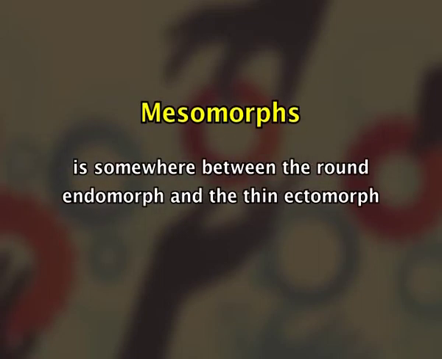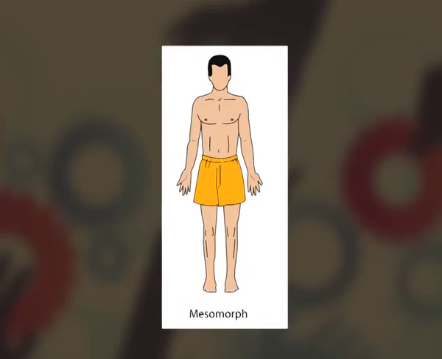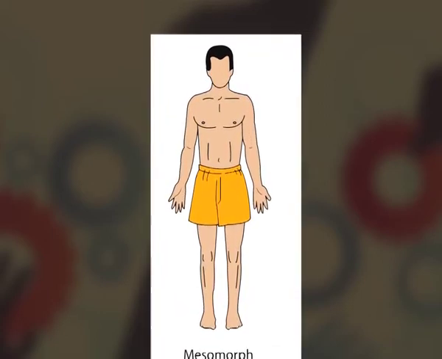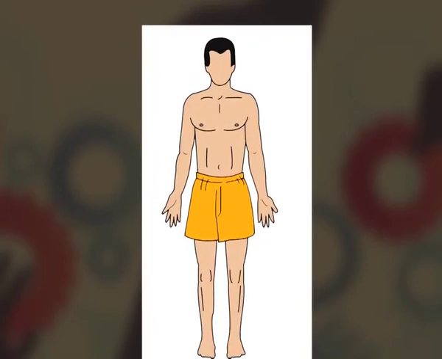The third type of personality is the Mesomorph. The mesomorph is somewhere between the round endomorph and the thin ectomorph. Physically, they have the more desirable body, with a large head, broad shoulders, narrow waist, and a muscular body with strong forearms and thighs, and very little body fat. They are generally considered well proportioned.